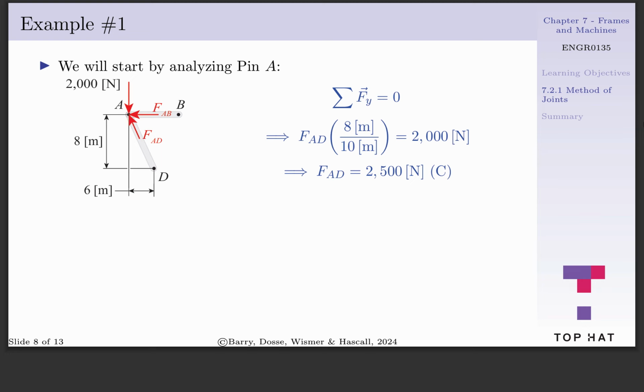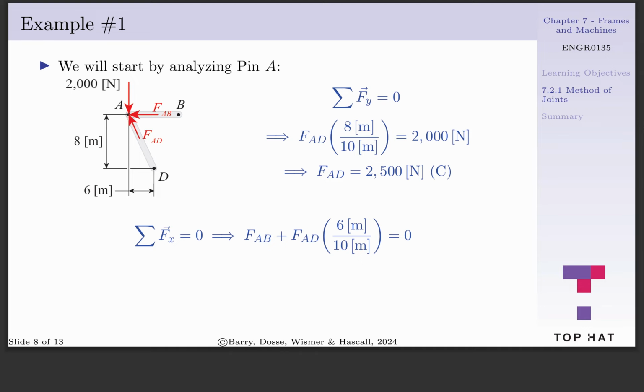Then we'd have FAD times 0.8 is equal to 2,000 newtons, and we find FAD to be equal to 2,500 newtons. The positive sign of this force indicates the member is under compression. Now we'll sum the forces in the x direction. We'd have FAB plus FAD times the cosine of our angle, which is 6 meters for the adjacent side per 10 meters for the hypotenuse, and the sum of these two forces is equal to 0.